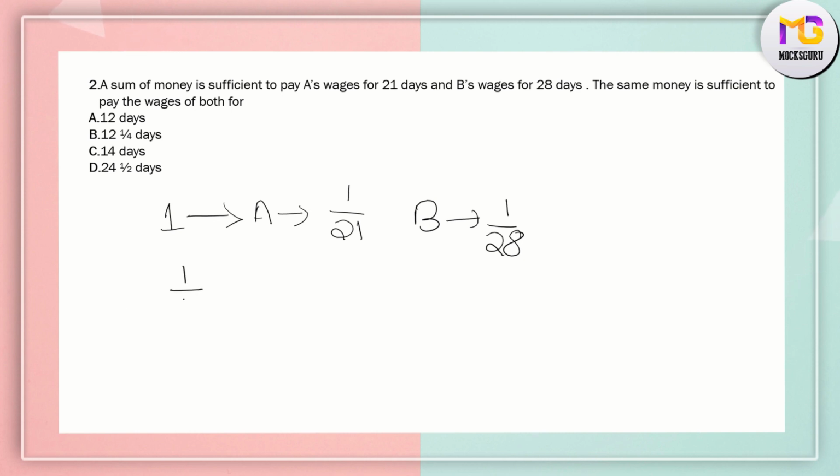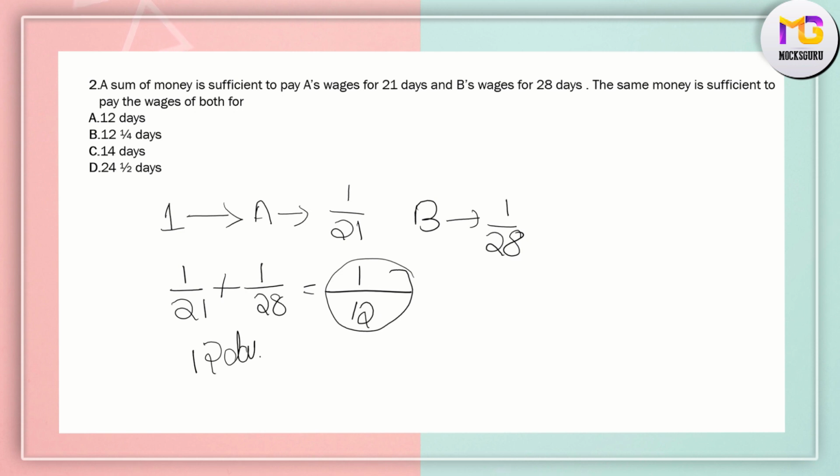1/21 plus 1/28. 21 and 28 will be like 1/12. In the end we'll get 1/12. If we pay wages to both together, we can pay in 12 days. So the answer is 12 days, option A.